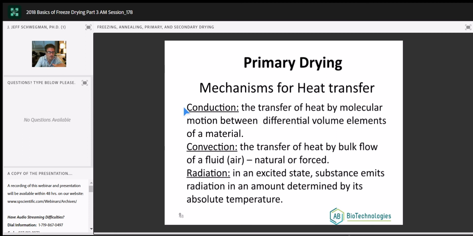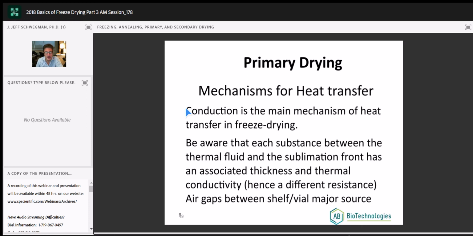The molecules will warm the bottom of the vial. That heat is transferred by conduction. We get a little bit from convection, a little bit from radiation, but by far conduction is the largest heat transfer mechanism in freeze drying. Okay, we talked about that.